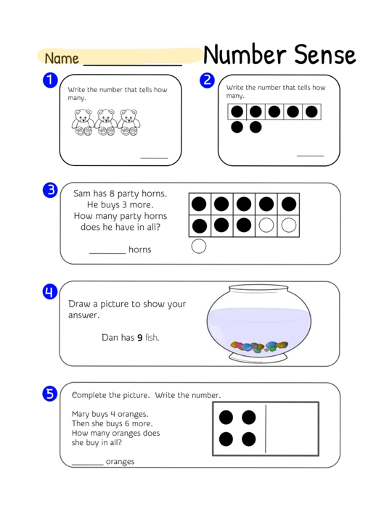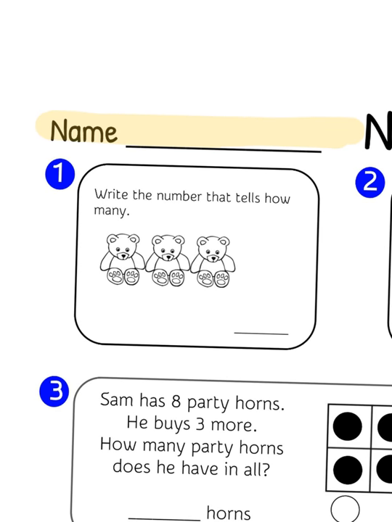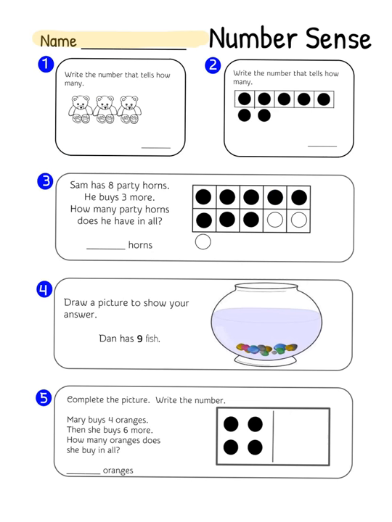So if you need to find number 1, it is the blue dot at the top of your page, right here. We are on number 1. Okay, so if we look at number 1, it says, write the number that tells how many. Pause and write. If you're ready, we are going to number 2.